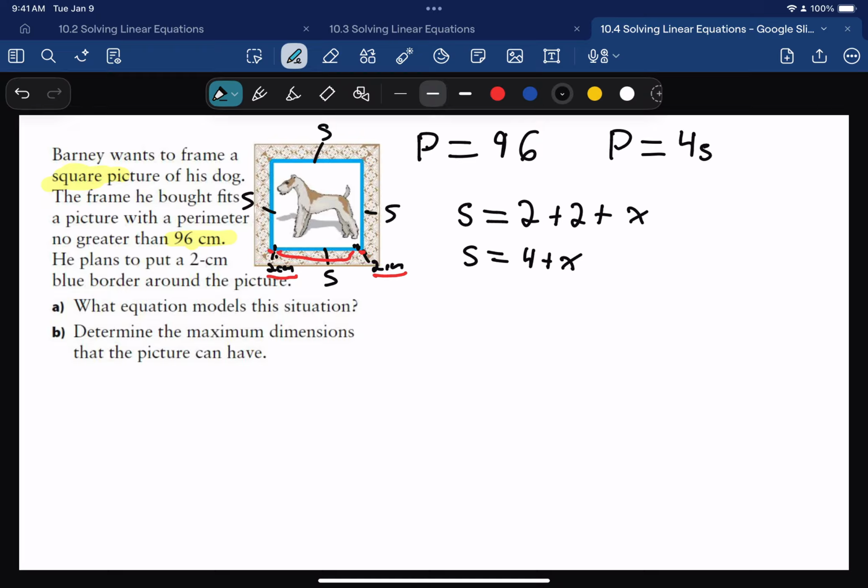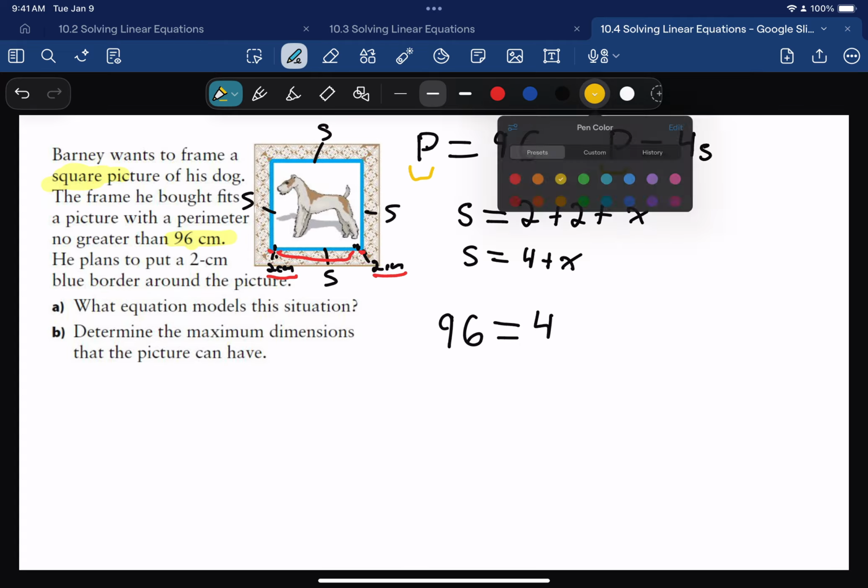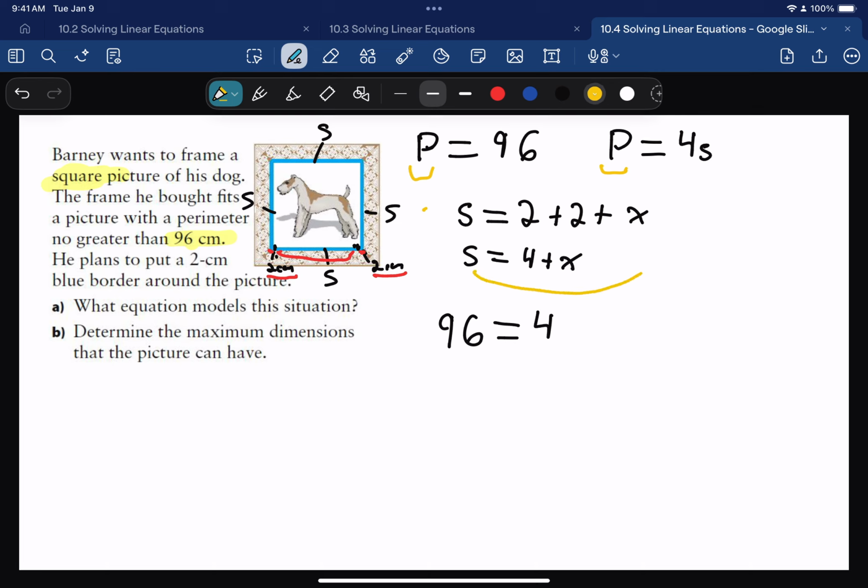Now we have our side length, and we can create ourselves a formula. We know perimeter is 4s, and we also know perimeter is 96, so we could create an equation that looks like this: 96 equals 4s. And we also know that s is 4 plus x, so we plug that in. Take a look at that again and see what I did. We figured out the side length and plugged it into our perimeter formula. We also know the perimeter is no more than 96. So here's an equation to model the situation.